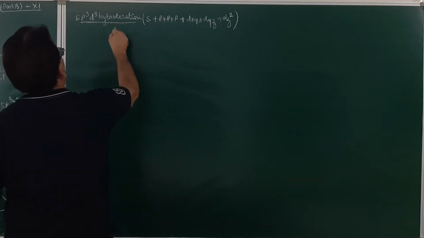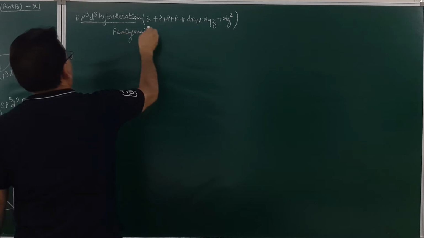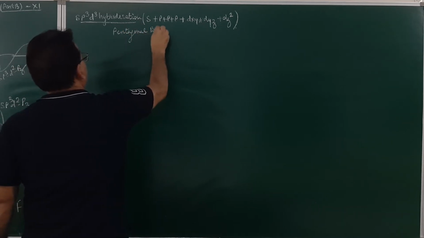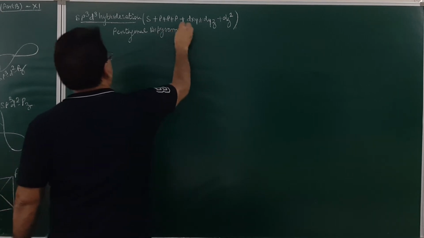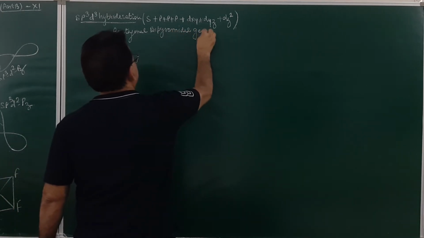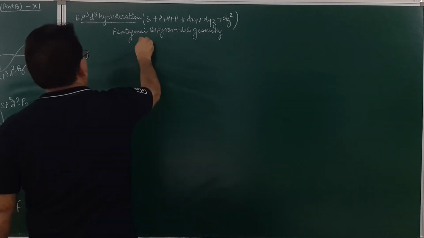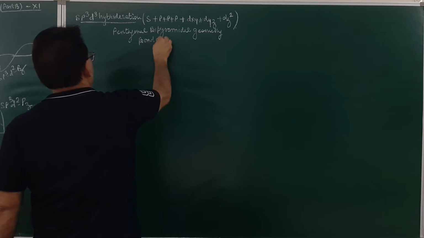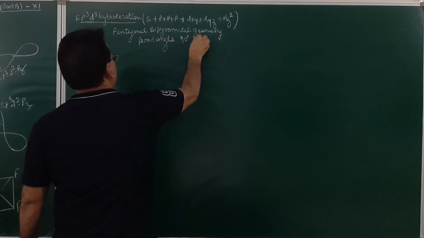So the geometry over here will be pentagonal bipyramidal. Pentagonal bipyramidal geometry with a bond angle of 90 degrees and 72 degrees.